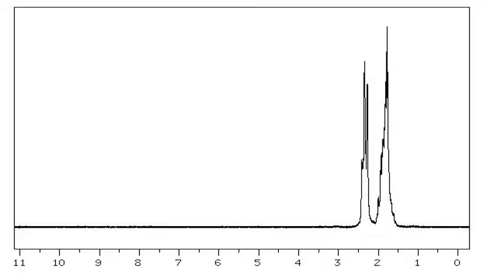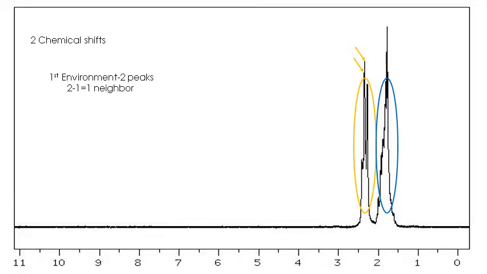So if we go on to our spectrum here, you'll see that we have 2 big peaks. This is our 2 chemical shifts, so this means we have 2 separate environments. Now if we look at our first environment, you'll see that we have 2 peaks. If we use our N-1 rule, it means that 2 minus 1 gives 1 neighbor. If we use that same rule for the second environment, you'll see that we have 2 neighbors because we have 3 peaks. 3 minus 1 is 2.